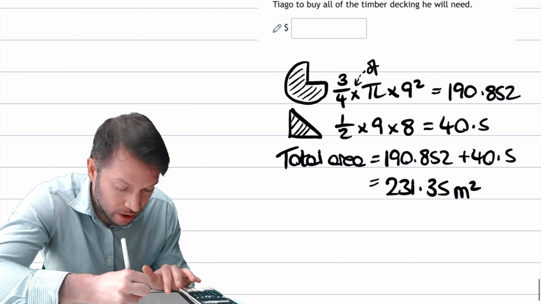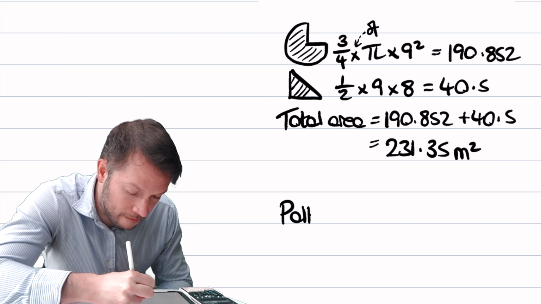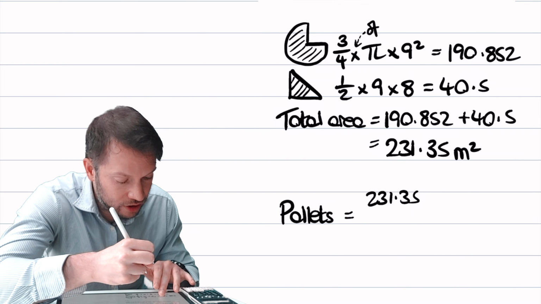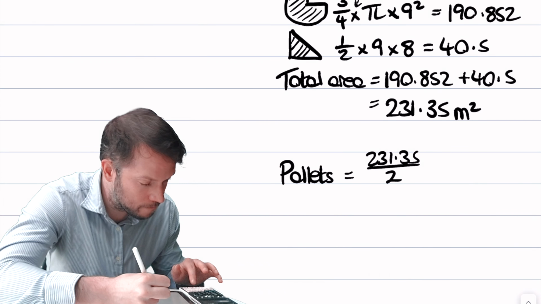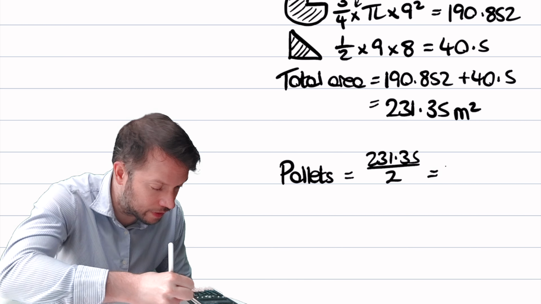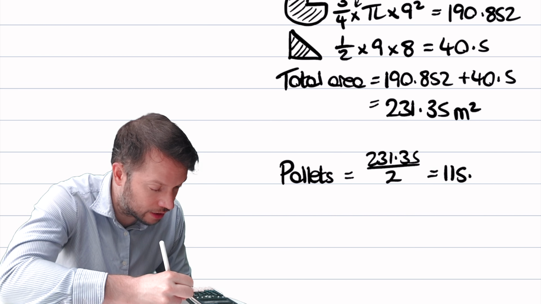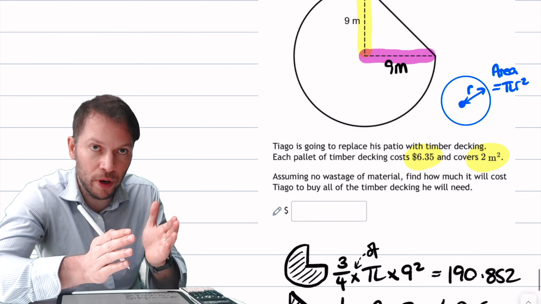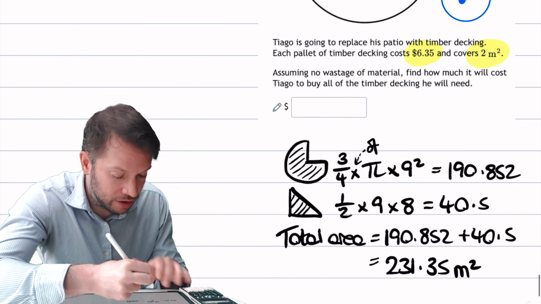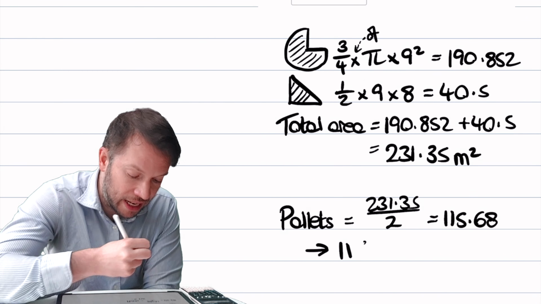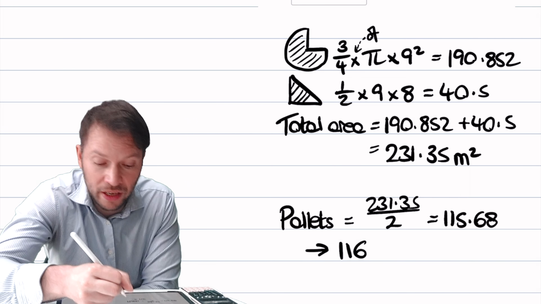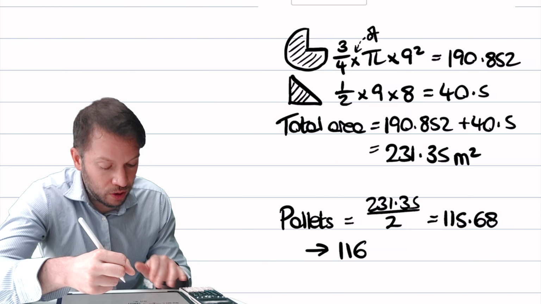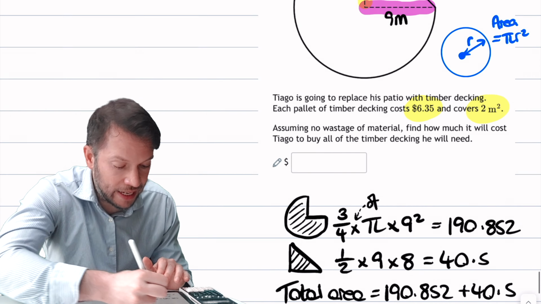So let's do that. The number of pallets needed is going to be 231.35 divided by that 2 there. And that's going to be 115.68 pallets, right? However, you can't buy a fractional number of pallets. You can only buy whole pallets, so we're going to have to round that up. So we will need 116 pallets, because 115 pallets wouldn't be enough because you'd have that little bit left over here.